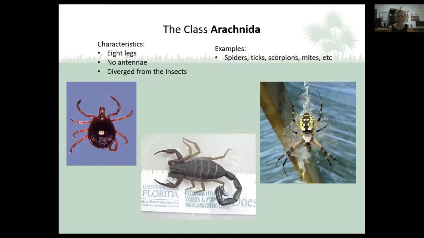The arachnida, like we mentioned earlier, is the class containing organisms with 8 legs and no antennae, which is unlike insects, as you will see. And they most often have 1 to 2 body segments, not 3. So spiders, mites, scorpions, ticks.